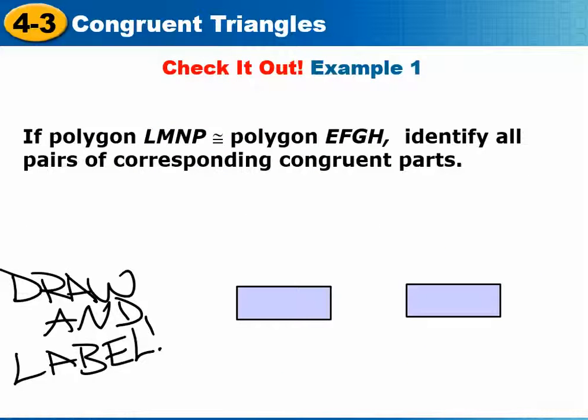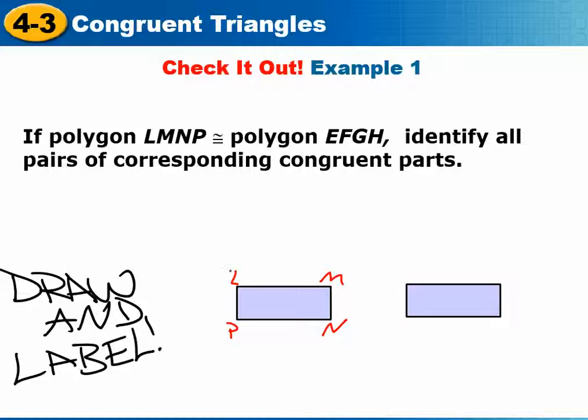All right, here we have some polygons instead of just a triangle. A polygon is any figure that's made up of straight sides, a closed figure. These happen to be rectangles. So it says to identify all pairs of corresponding congruent parts. So I already drew them out, and now I just have to label L, M, N, P.